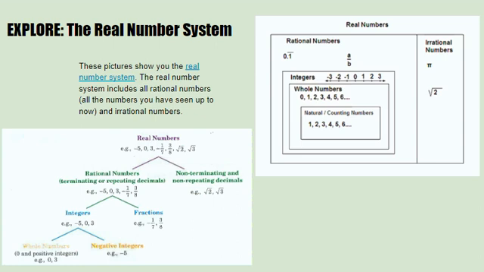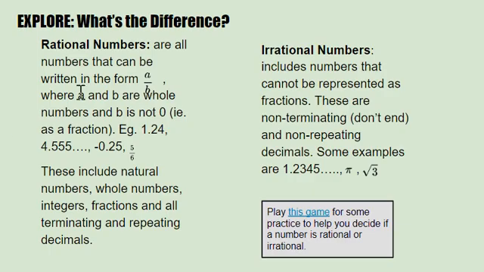So you'll notice this little graphic here has real numbers, and it lists a whole bunch of numbers, and then it splits it into rational numbers, which could be terminating, which means decimals that end, or repeating decimals. Basically, it's any number that could be written as a fraction. And then irrational numbers, which are decimals that are non-terminating, that never end, or do not repeat.